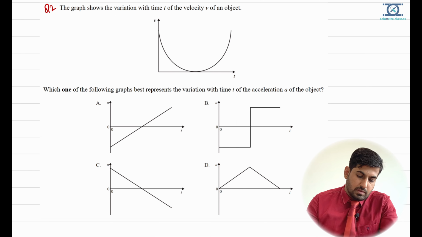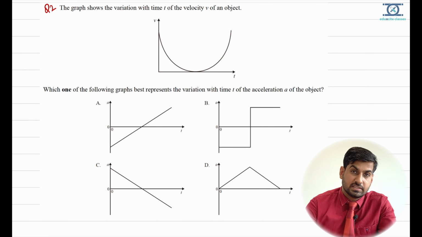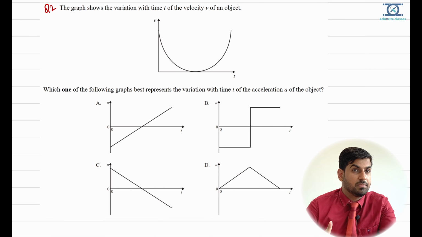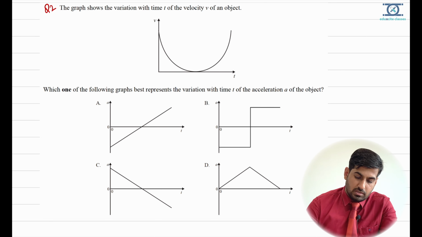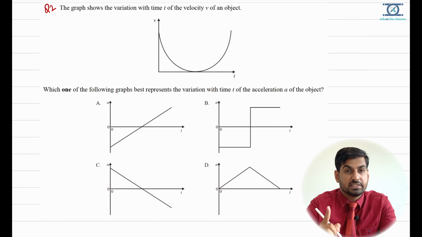Okay, yeah. Now here you can see the velocity is first decreasing, it becomes 0 and then it is increasing, right? And it is in the same direction. So acceleration will be in the same direction. Same direction means to say that the acceleration will not change, it is constant throughout. So acceleration is increasing at a constant rate.